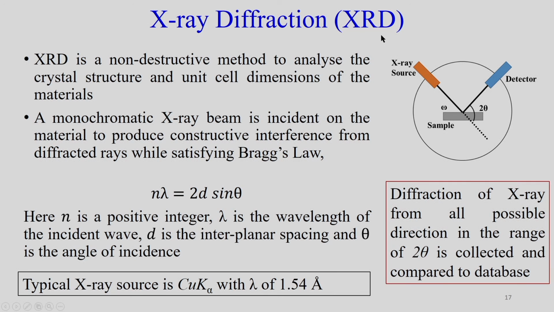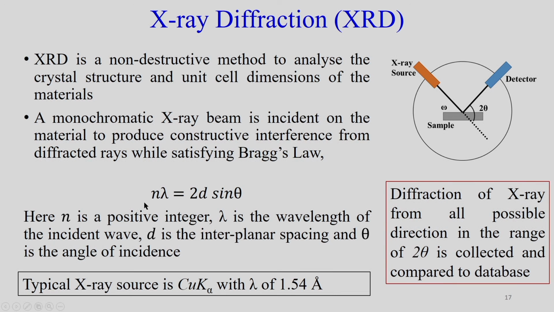So, basically this is commonly used to characterize crystalline materials. Here, we basically analyze the crystal structure and unit cell dimensions of the materials. So, in this method, a monochromatic X-ray beam is coming onto the sample, and its diffraction is recorded here. And this diffraction satisfies Bragg's law, which says n lambda is equal to 2 d sin theta.